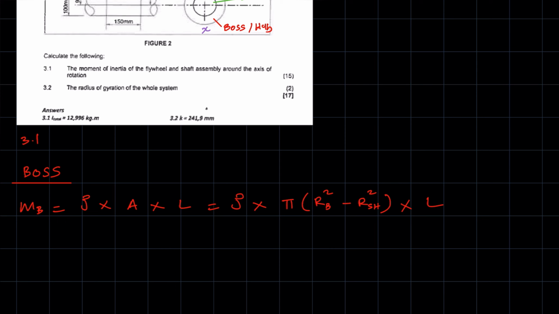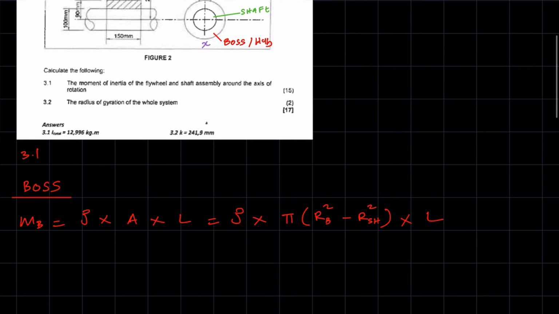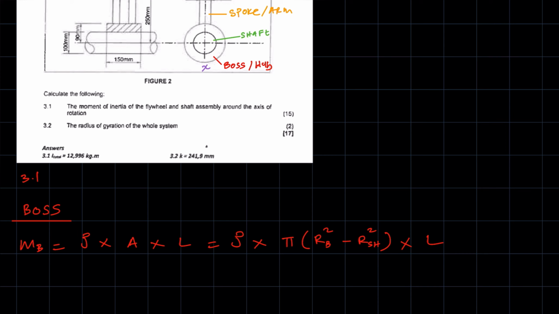The length of the boss we get to see from this perspective. So the length of the boss would be this one here, the 150 millimeters. The length of the boss we get to see only from the sectional view or the side view. So this we would see from the side view, the length of the boss.